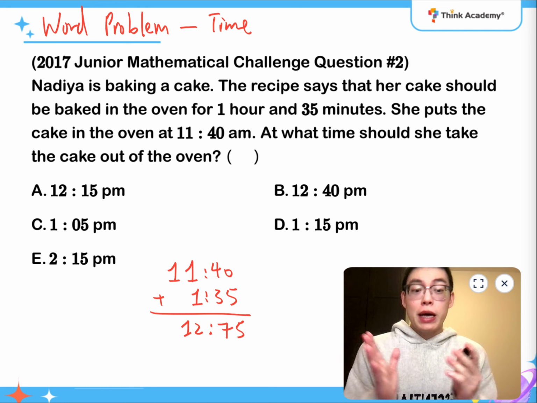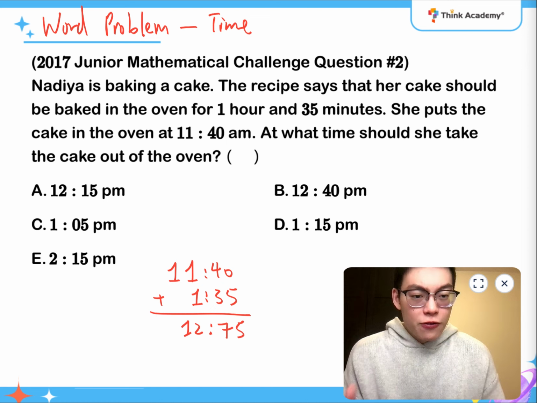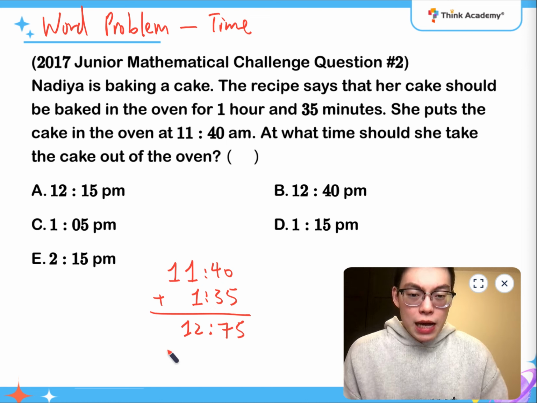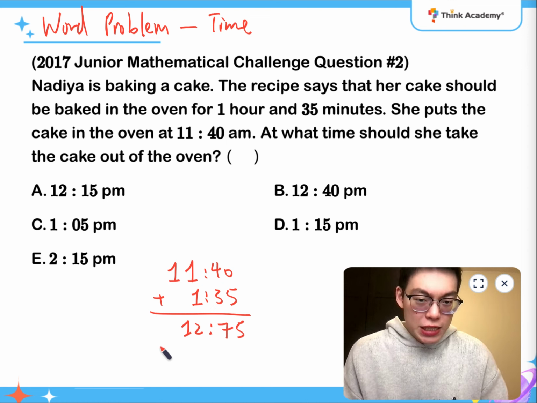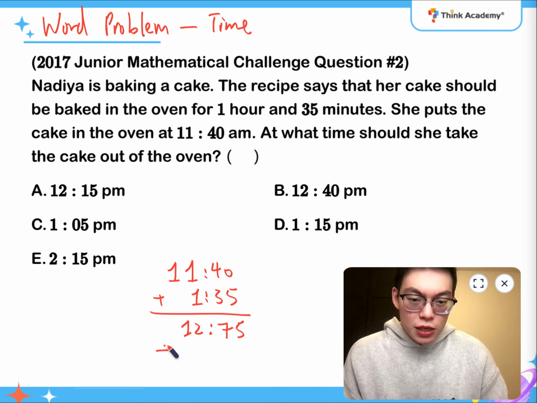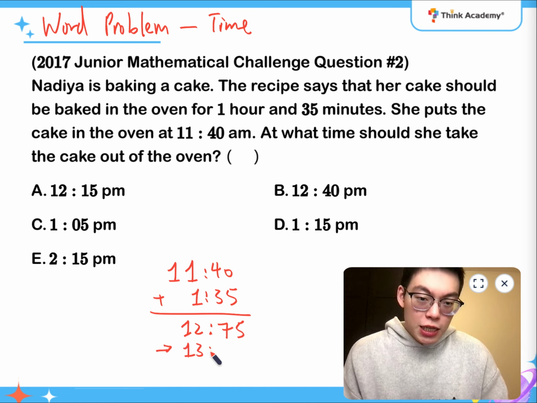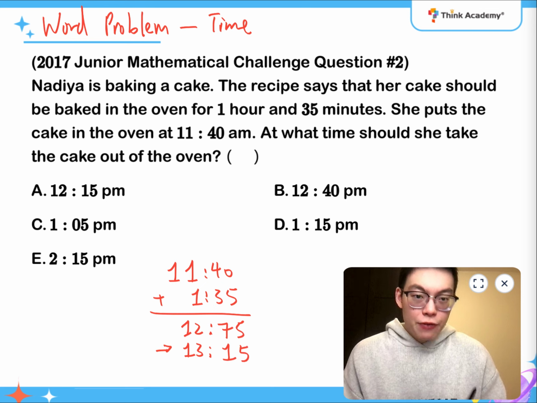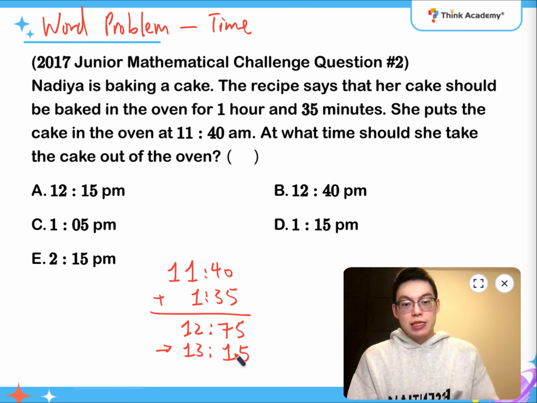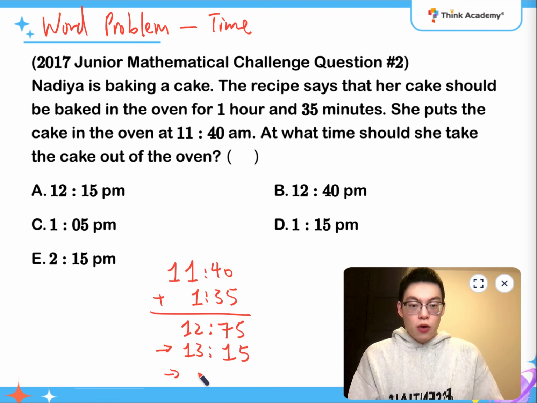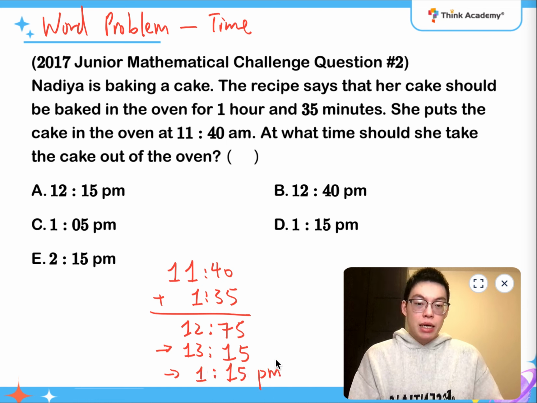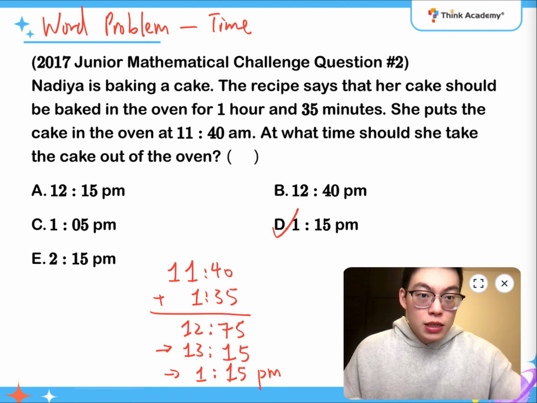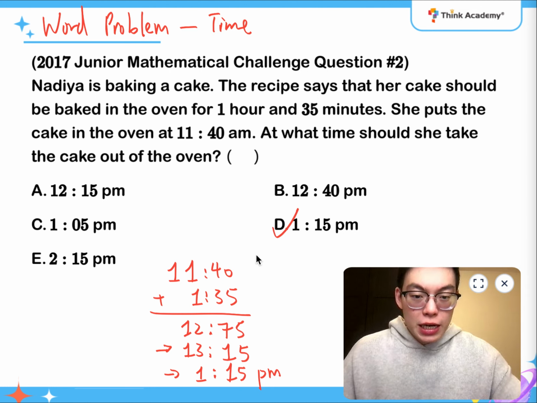12:75. But we know that an hour doesn't have 75 minutes, right? It has only got 60, so we need to convert 60 minutes into an hour. So we've got 13 o'clock and 15 minutes there, which means that it is equal to 1:15 p.m. So that's how we get it.